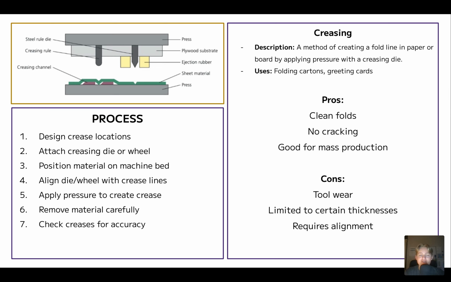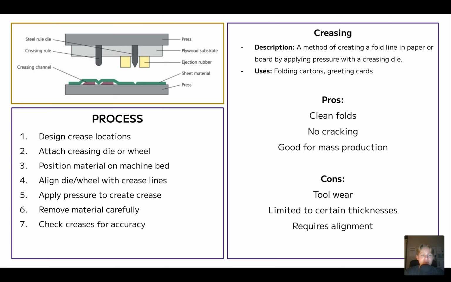So the process you need to describe in your exam is very similar to die cutting. You're basically designing the locations of the creases on the creasing rule die. Then you'd attach the creasing die. We're just going to ignore the "or wheel" part because it's not actually needed in the specification at all, so ignore any other form of creasing. We're just looking at the creasing die.